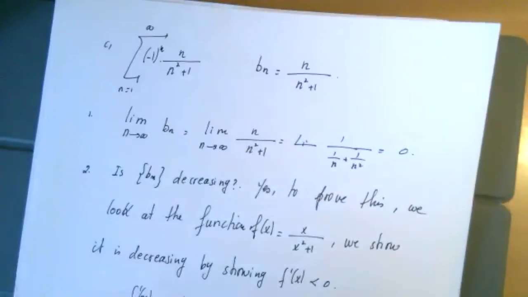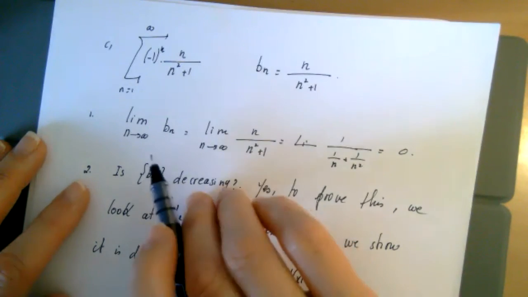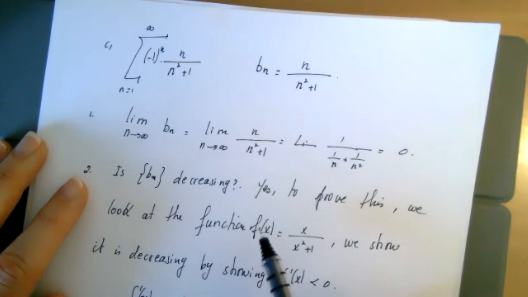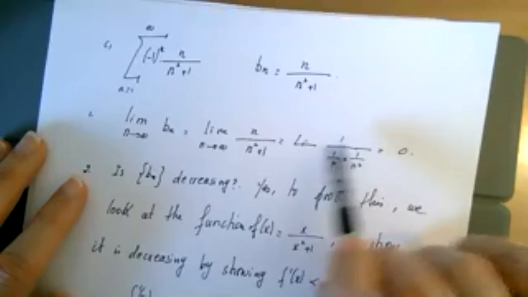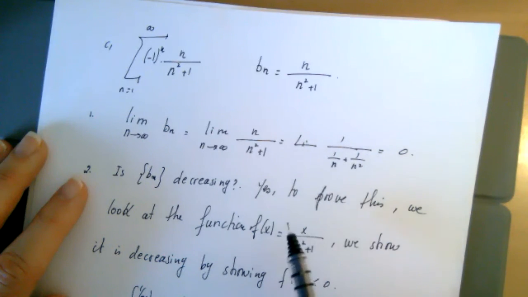Now, my last example, which I will go through very quickly, but I hope you study it a little bit more: (-1)^n times n over n squared plus 1. The Bn is n over n squared plus 1. Now, does the Bn go to 0? Yeah. We divide by n squared, I get 1 over n plus 1 over n squared.